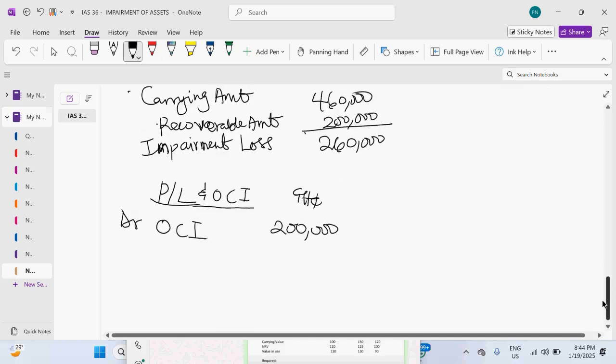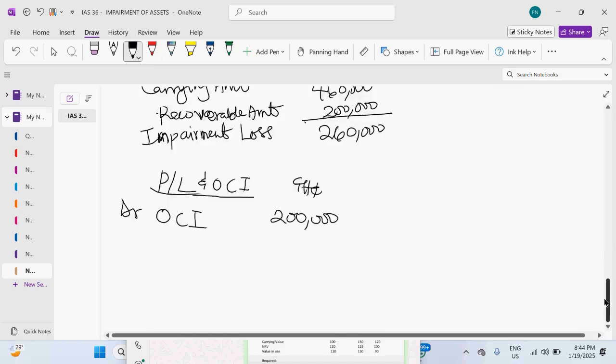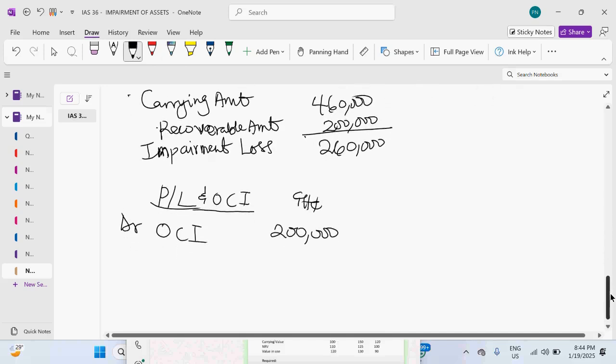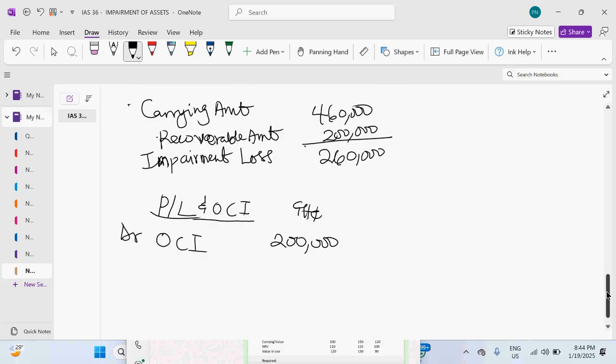Then what happens? Do we debit P and L? We debit P and L. So we said that we have an impairment loss of 260, and there is a revaluation reserve of 200. So this revaluation surplus of 200 will go and reduce the impairment loss of 260. So what will be the impairment loss now?